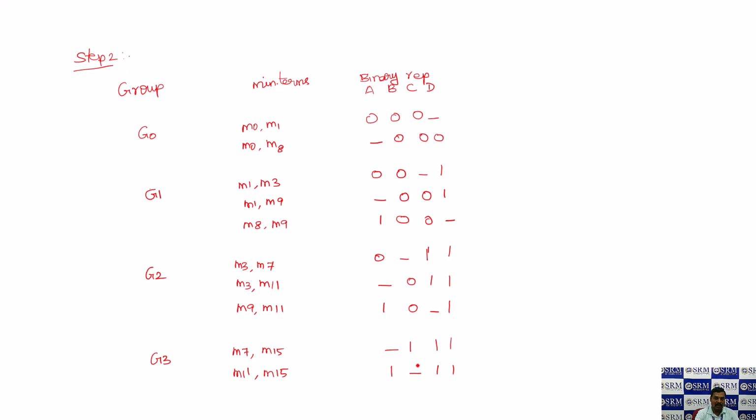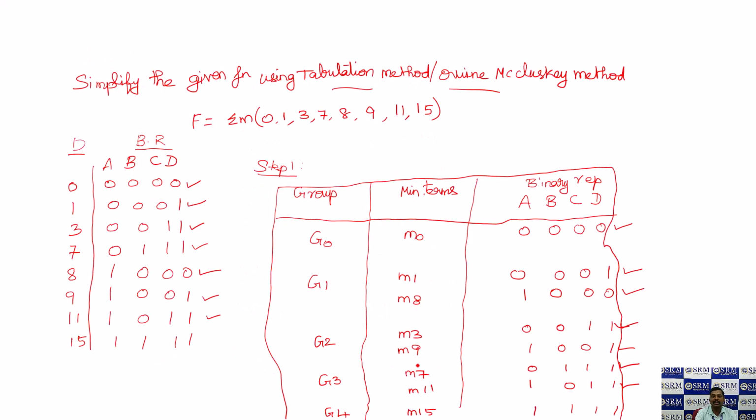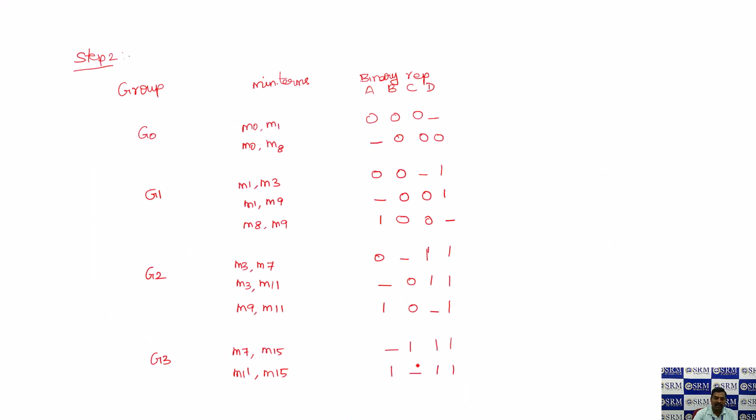Okay. I'll repeat what I did. After arriving at step 1, we are comparing among the consecutive groups. So G0, that is the minterm M0, with the minterms present in the next group. The minterms present in the first group, that is group 1, are M1 and M8, right? So hence I'm writing here M0 with M1 such that only one bit was varying. Okay. Similarly for group 1, group 2, group 3, right?